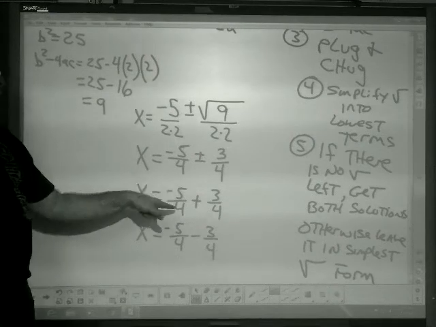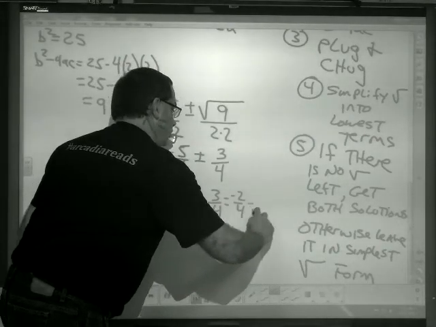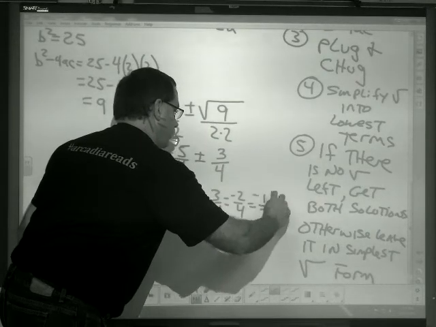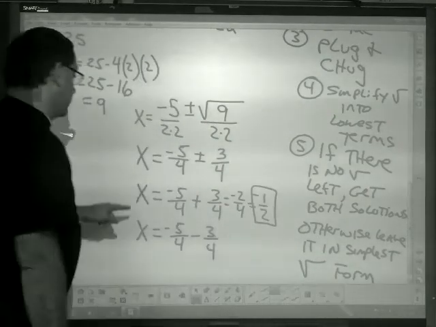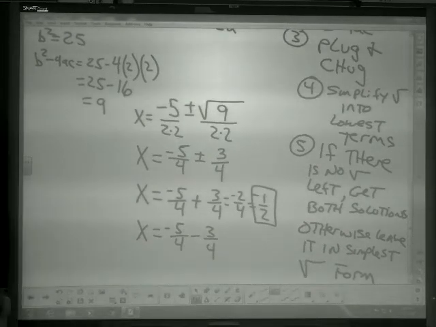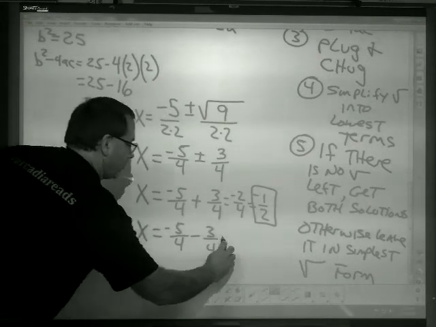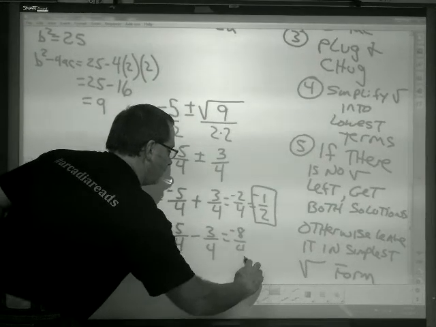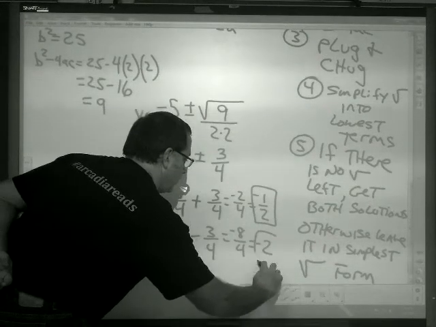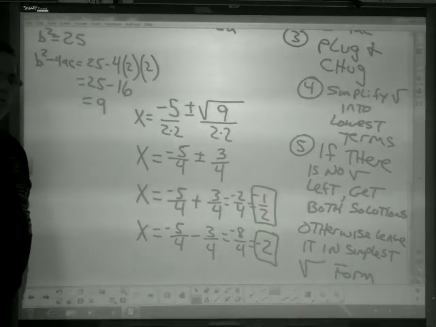So -5 over 4 plus 3 over 4, that's -2 over 4, which is -1/2. So one solution, x equals, keep the x equals. If you don't have the x equals here, you'll end up losing credit on the state test. You really have to have it. -5, take away 3 more is -8 over 4, which is -2. My two solutions then are -1/2 and 2.